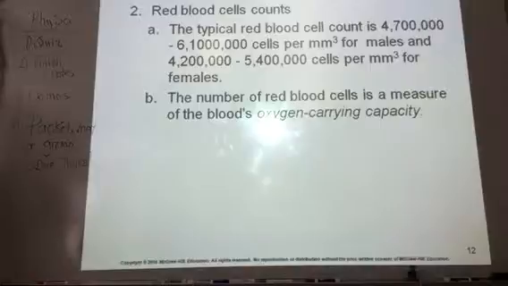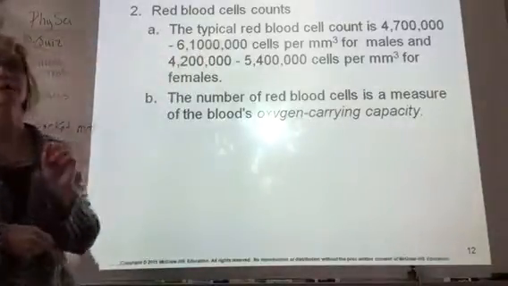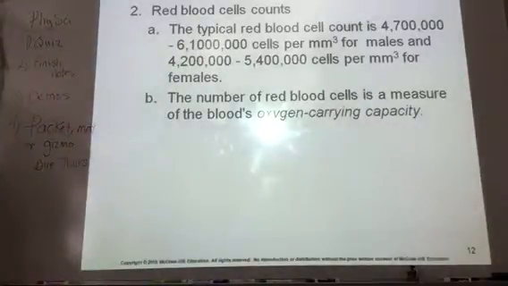Blood cell counts. Typical red blood cell count is 4,700,000 to 6,100,000. There's an extra zero that shouldn't be there. Per millimeter cubed. So your blood is full of these red blood cells. They are tiny, tiny, tiny.